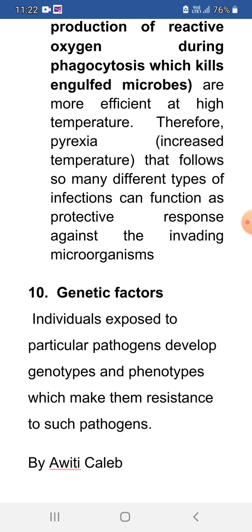Then finally, the last mechanism, genetic factor. Individuals who are exposed to a particular microorganism, as we had seen earlier, produce genes which make them protective against such microorganisms, so they become resistant to them. So that's another way in which innate immunity works. Thanks, and let's meet next time for acquired immunity.